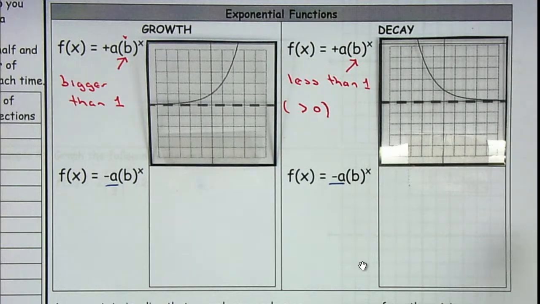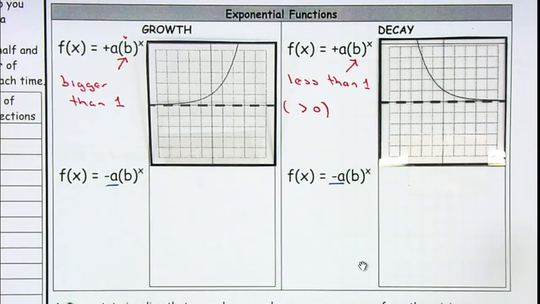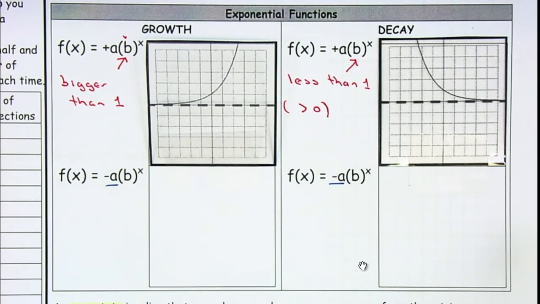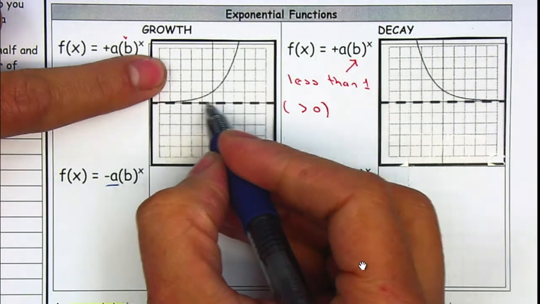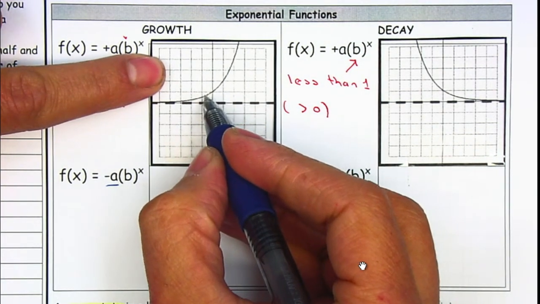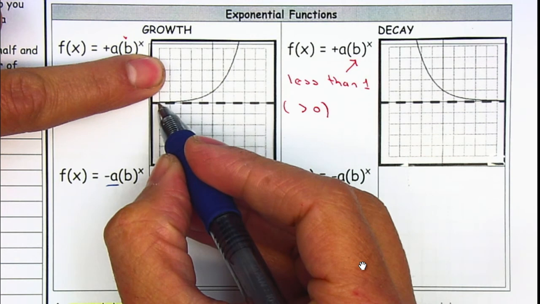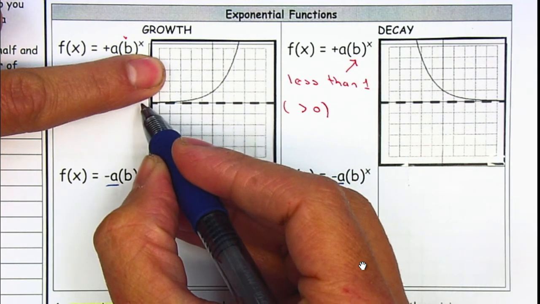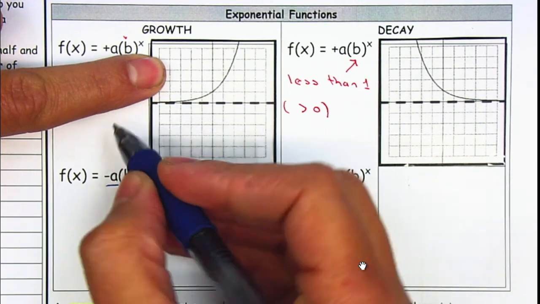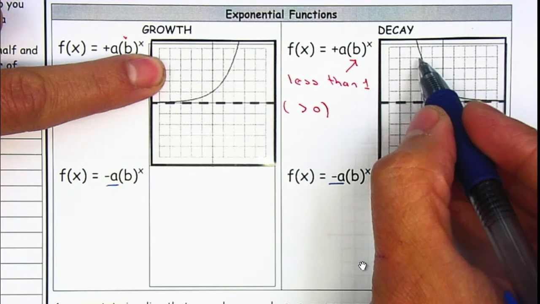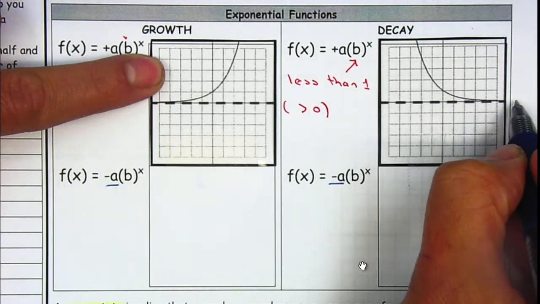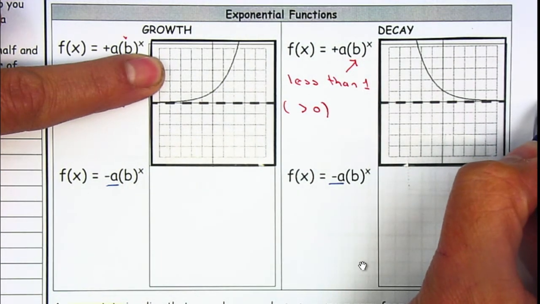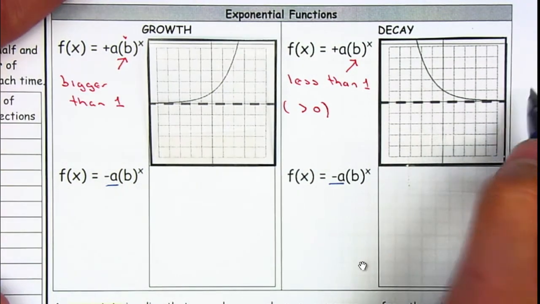Now, the asymptote is the dashed line that a graph approaches as you move away from the origin. So as we move away from the origin, this graph is getting closer and closer to the asymptote, the dashed line, but it's never going to touch it, it's never going to cross it. Same thing here. The graph is getting closer and closer to the asymptote, but it's never touching it. As we get further away, it's getting closer and closer, but it's never touching it.